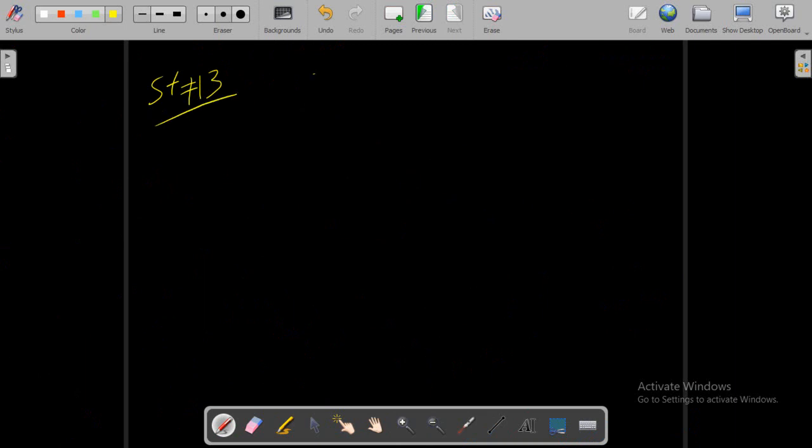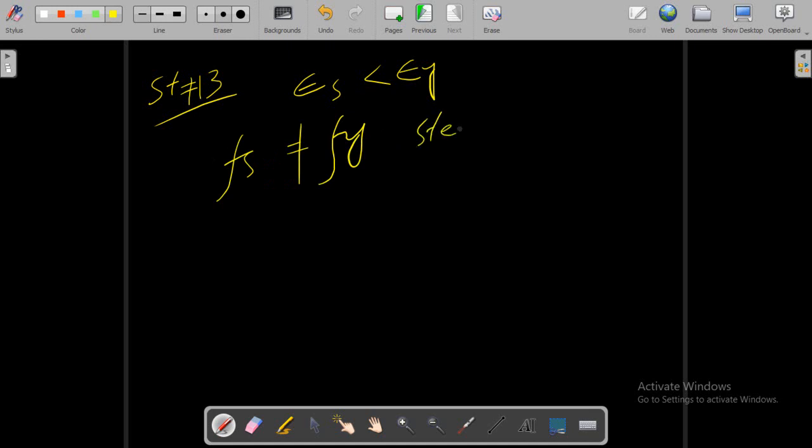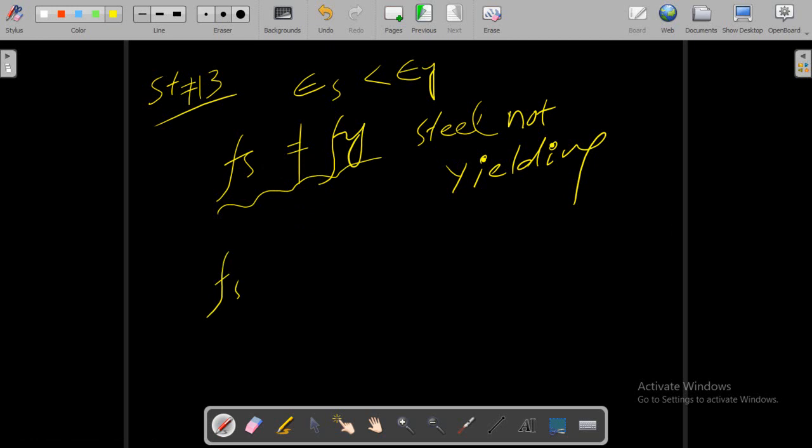Let's say that epsilon s is less than epsilon y. So what does it mean? This means that the steel is not yielding, which means the criteria is wrong. Steel not yielding means we have to find out the exact amount of stress in the steel. The steel stress is not reaching the specified yielding stress. What will be the exact amount of the stress present in the steel?